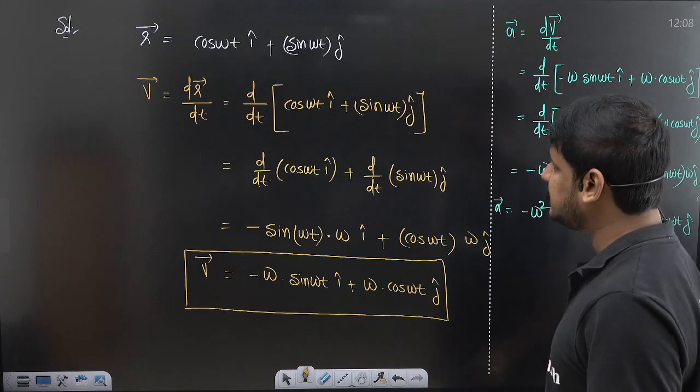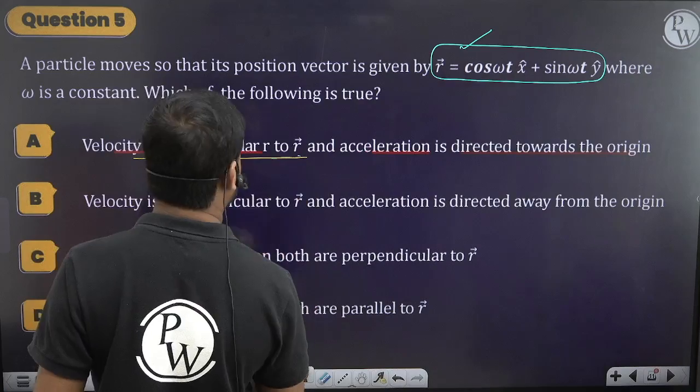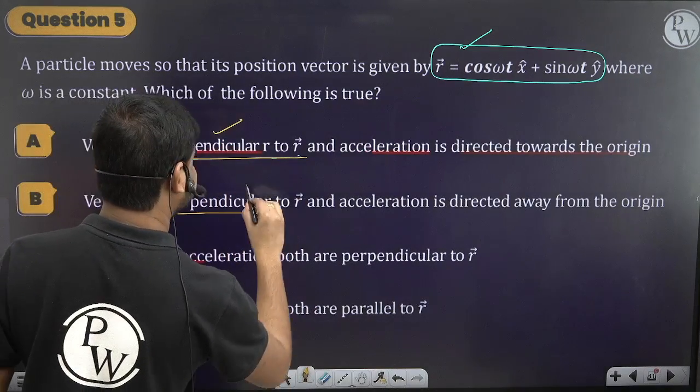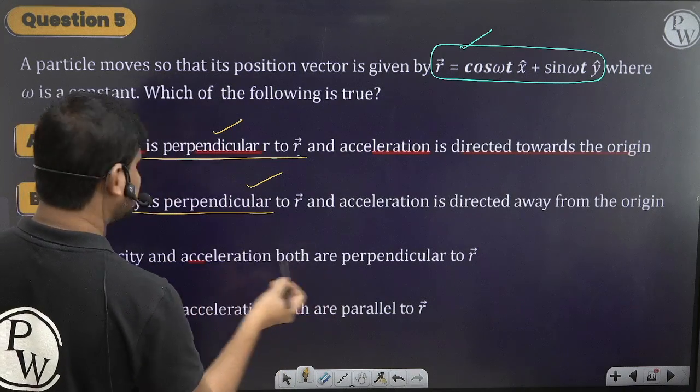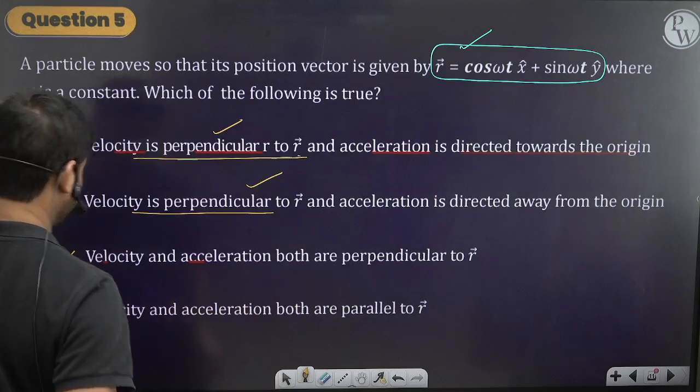So this part is clear. The first one, the velocity is perpendicular to r, this part is correct. Velocity and acceleration we can't say, so we can't say that they are both parallel.